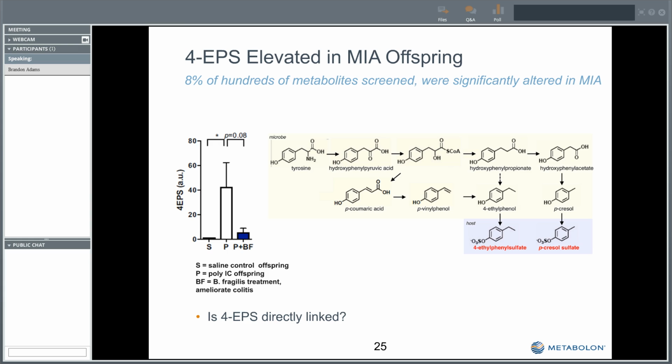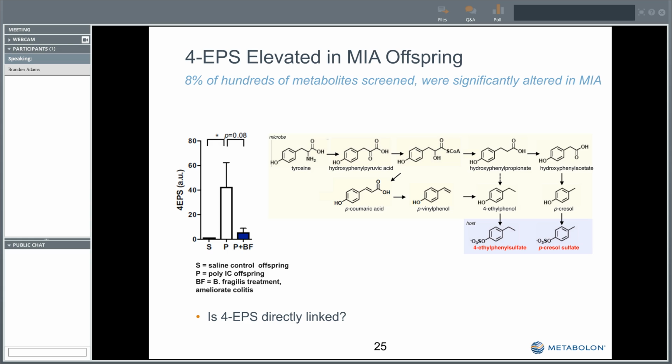So they turned to metabolomics and sent us the serum samples. From the serum samples, we detected a few hundred metabolites for this study, and out of the hundreds of metabolites that we screened, only 8% were significantly different between the two groups, which is not a large number. However, among those that changed, this specific metabolite, 4-ethylphenol sulfate, was drastically elevated in the poly-IC offspring. The level was increased by almost 50-fold compared to the control.